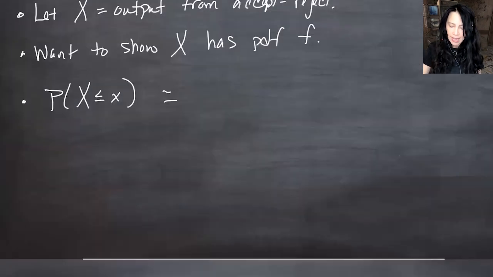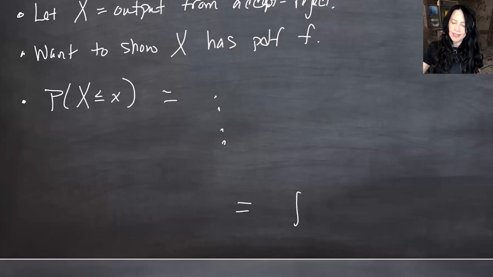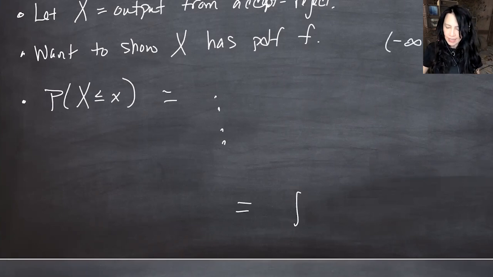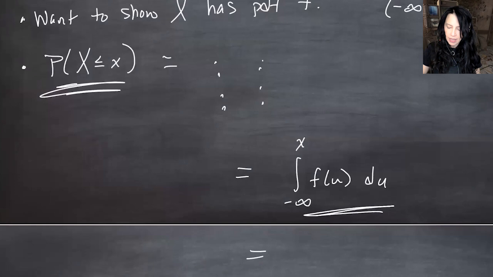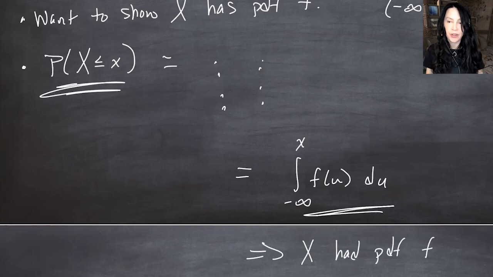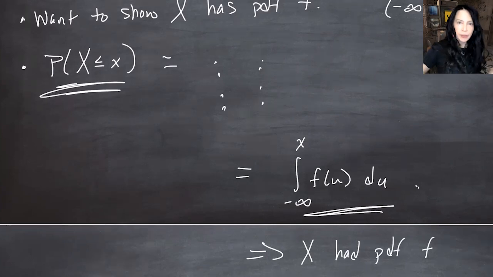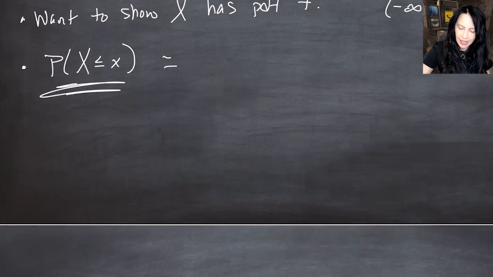And what I would like to get is the integral. Rather than writing this S, I think I'm just going to do everything on minus infinity to infinity. So I'd like to get the integral from minus infinity up to x of the PDF f. So if I start with this and I go through the accept reject rules and I see this, it is telling me that X has PDF F. This is what we want to show. Who's with me? All right, let's do it. This is going to be fun.